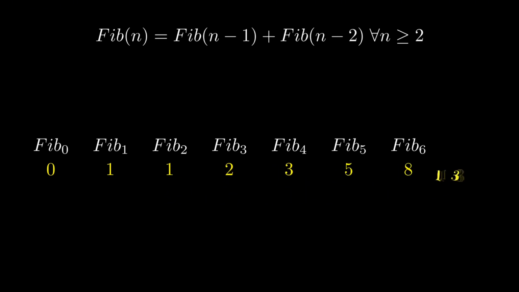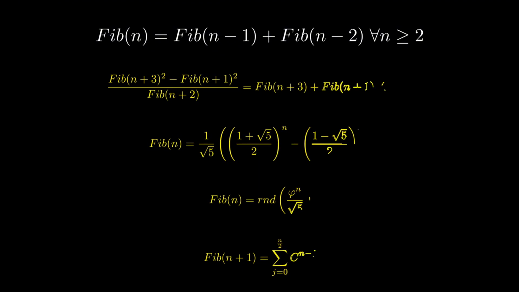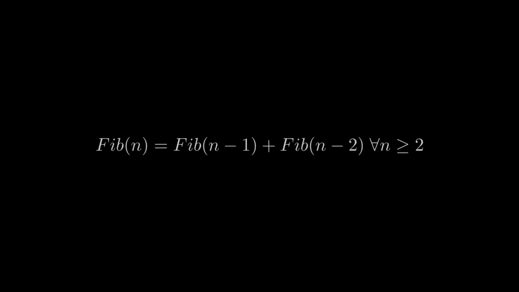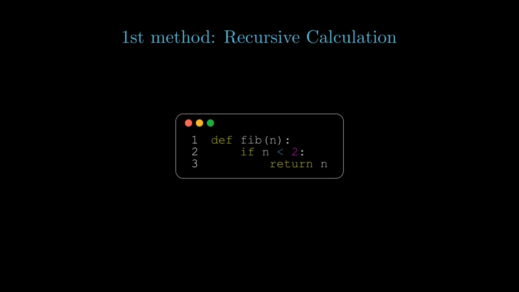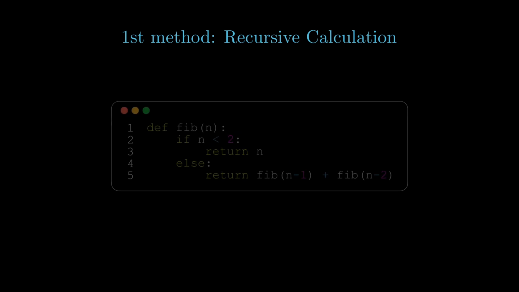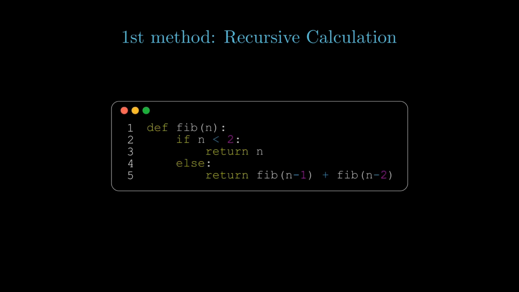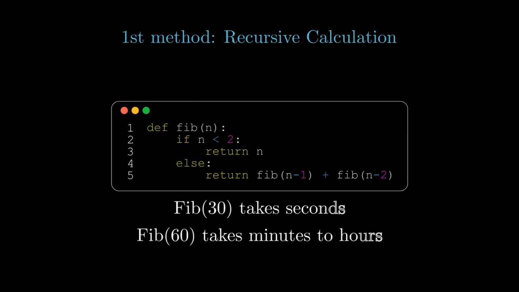The Fibonacci sequence has many formulas for different uses, but here we focus on one simple representation for convenience in calculation. The Fibonacci sequence can be computed using recursion by defining the first two terms, fib 0 as 0 and fib 1 as 1. These return directly, while other terms are calculated as the sum of the two previous ones. For small n, like 30, it works quickly, but for larger n, like 60, it slows down significantly.